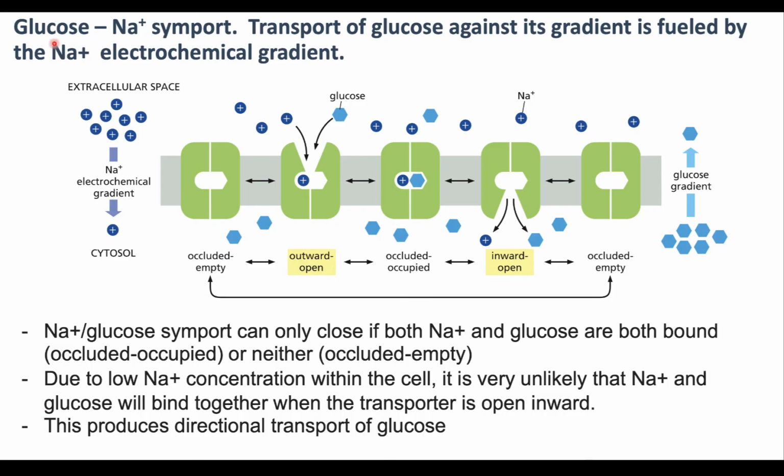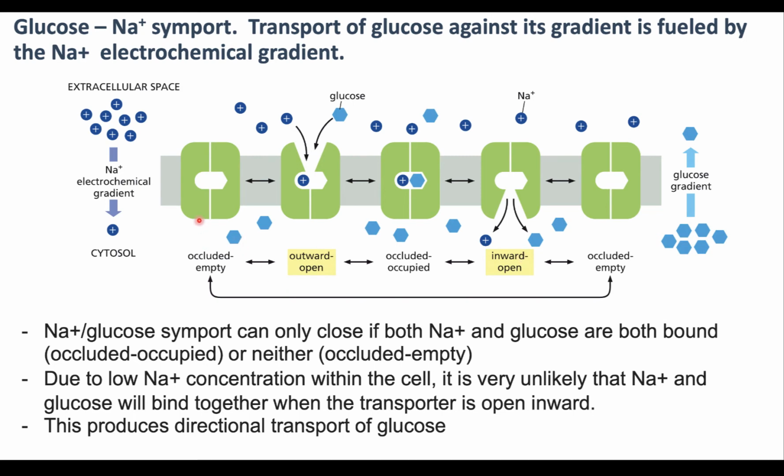Here we have the glucose-sodium symport. This symport is going to transport sodium down its electrochemical gradient from high to low, and glucose against its gradient from low to high. So sodium is moving with its gradient and glucose against, but they're both being transported in the same direction with respect to the cell, in this case, into the cell.